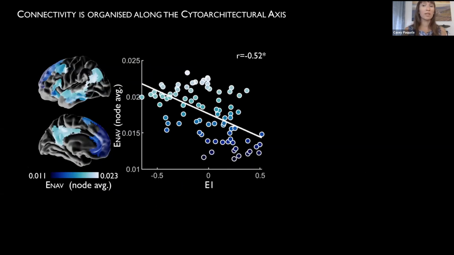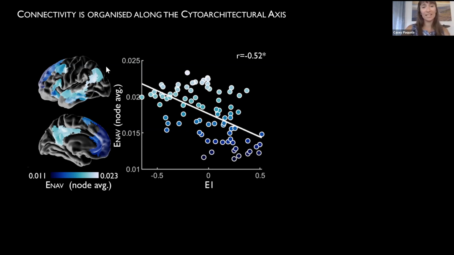Then we want to test whether the cytoarchitectural axis contributes to this balance, and average navigation efficiency decreases along E1. I should point out here that we use BigBrain Warp to transform from this cytoarchitectural axis that we defined on BigBrain to FS average as well, because here everything is in vivo imaging in this section of the talk. And I did a talk a couple of days ago on BigBrain Warp if anyone's interested in more about that toolbox. But back to the results.